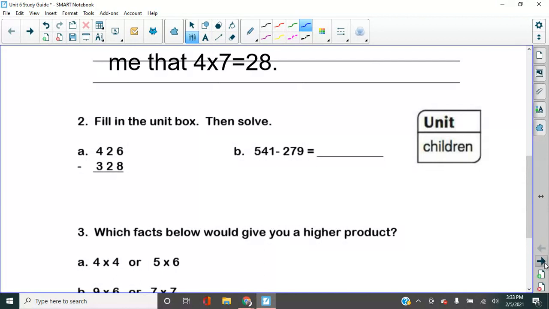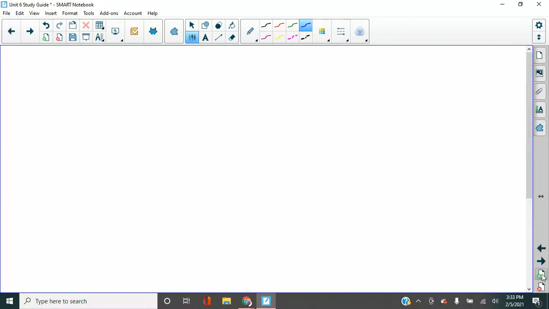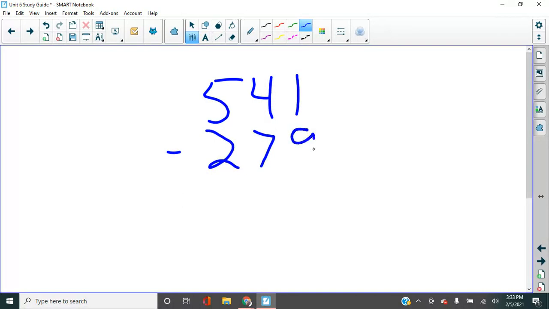All right, let's see here with 541 minus 279. You had to stack these up like this. Whenever people try to subtract sideways, I will tell you more than half of the time you will get it wrong because it's harder to see when to borrow and when not to borrow. Okay, so make sure you are always stacking these numbers.